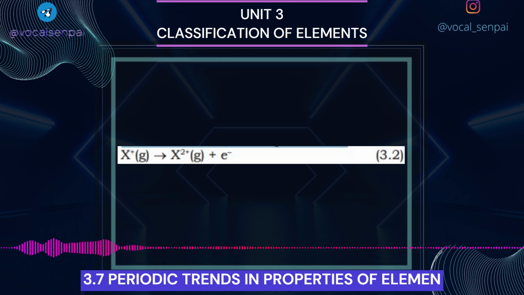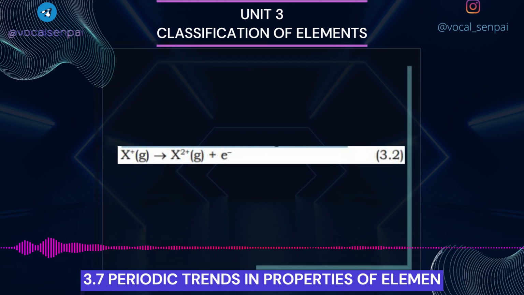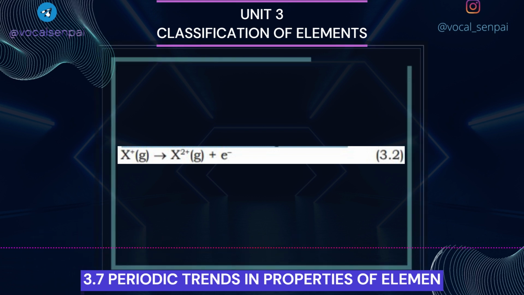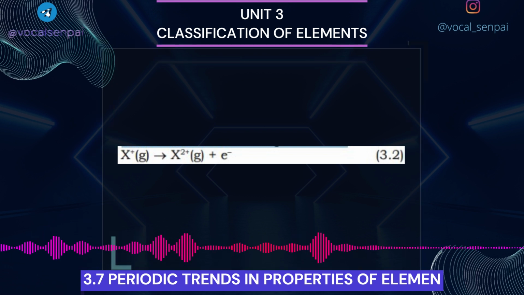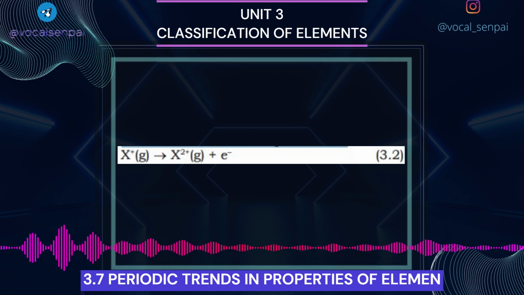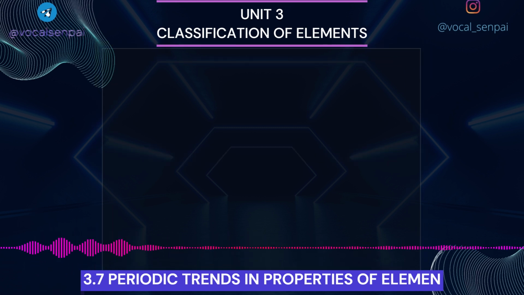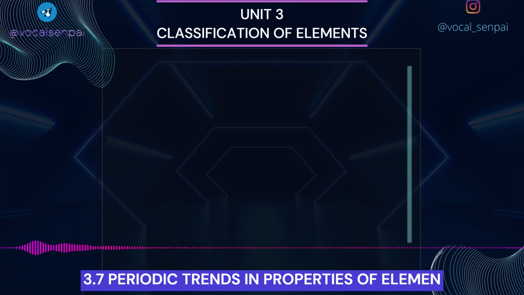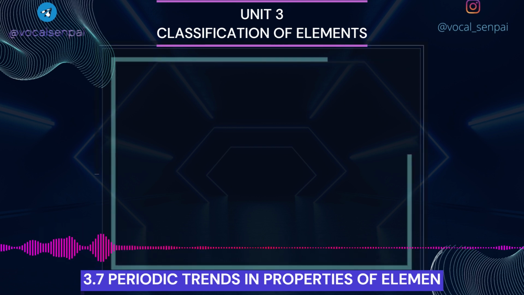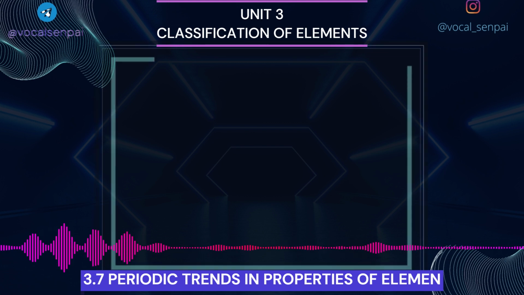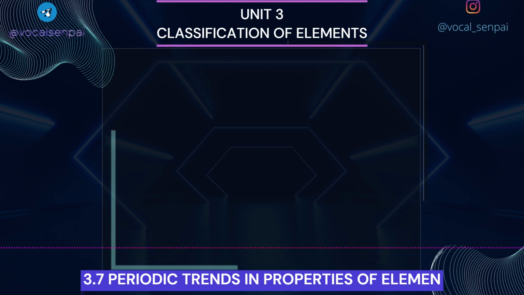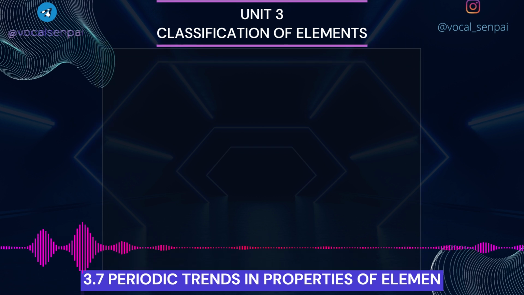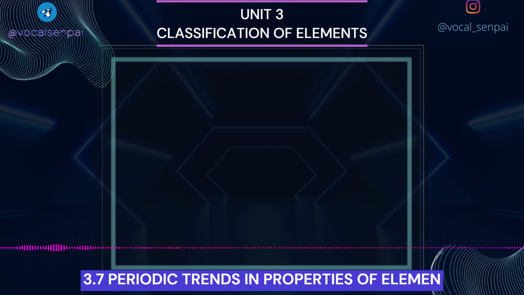Energy is always required to remove electrons from an atom, and hence ionization enthalpies are always positive. The second ionization enthalpy will be higher than the first ionization enthalpy because it is more difficult to remove an electron from a positively charged ion than from a neutral atom. In the same way, the third ionization enthalpy will be higher than the second, and so on. The term ionization enthalpy, if not qualified, is taken as the first ionization enthalpy.